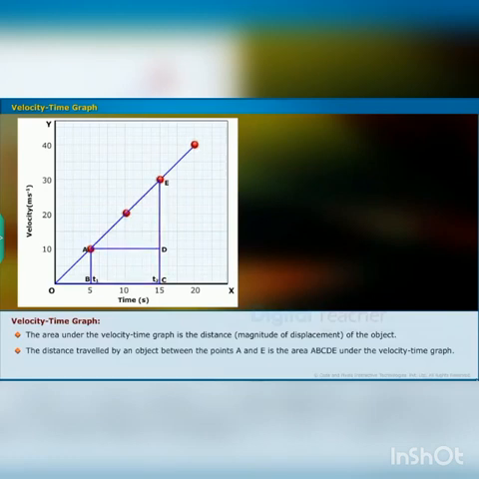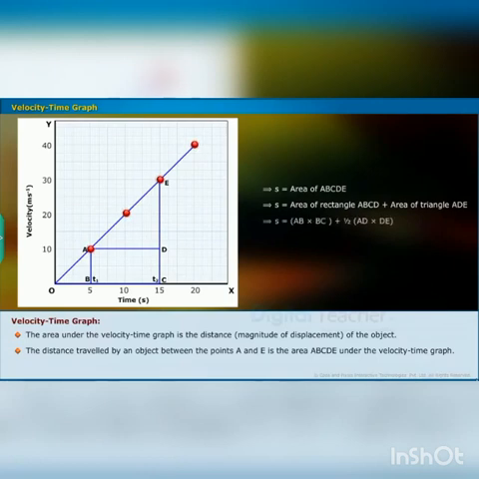The distance travelled by an object between the points A and E is the area ABCDE under the velocity time graph. It implies S equals the area of ABCDE. This is S equals the area of rectangle ABCD plus the area of triangle ADE. Implies S equals AB into BC plus half into AD into DE.